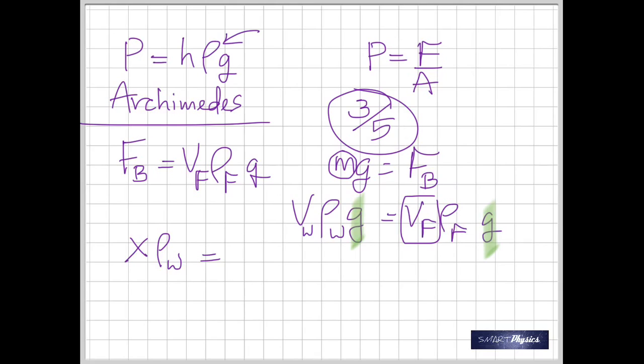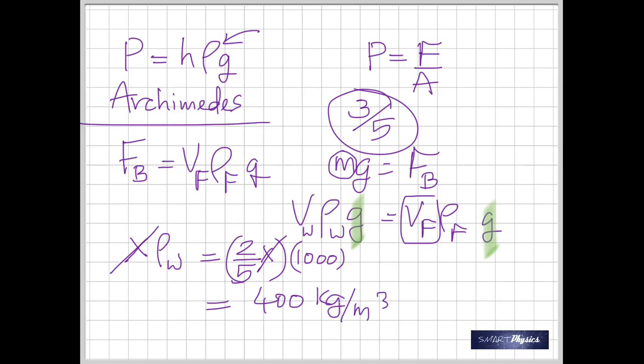Here I was telling them that 3/5 was above water. But in this problem, 2/5 is above water, 3/5 is below. So for me, it will be the other way around. 3/5 above, 2/5 below. Okay. So the buoyant force of the liquid is equal to the weight of the solid.